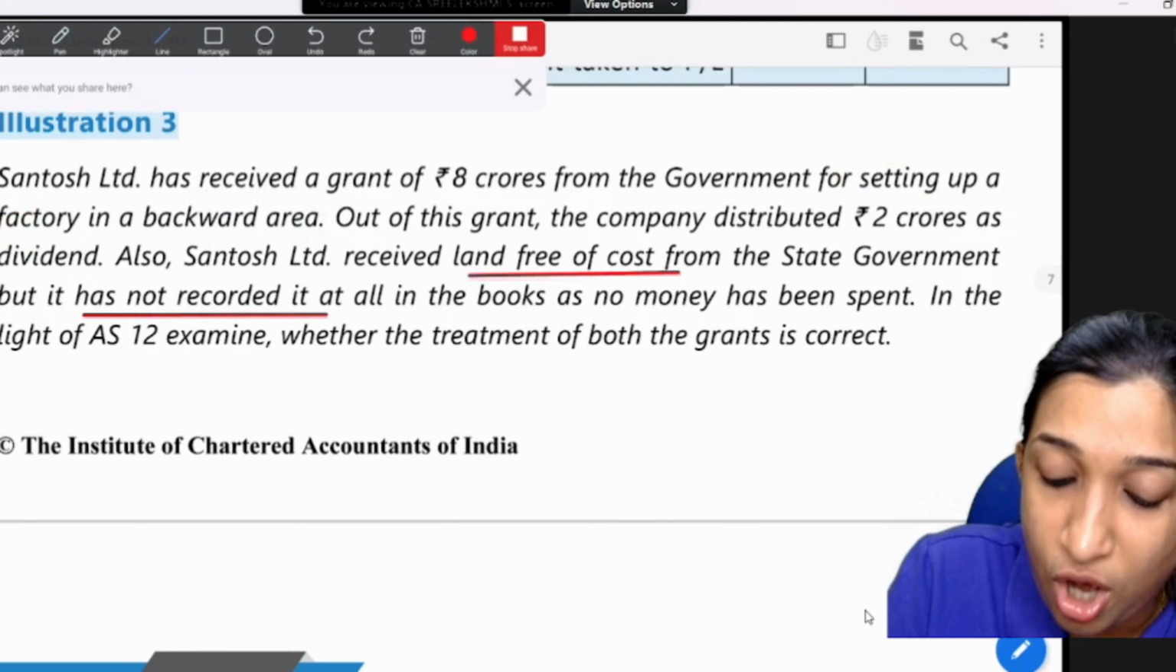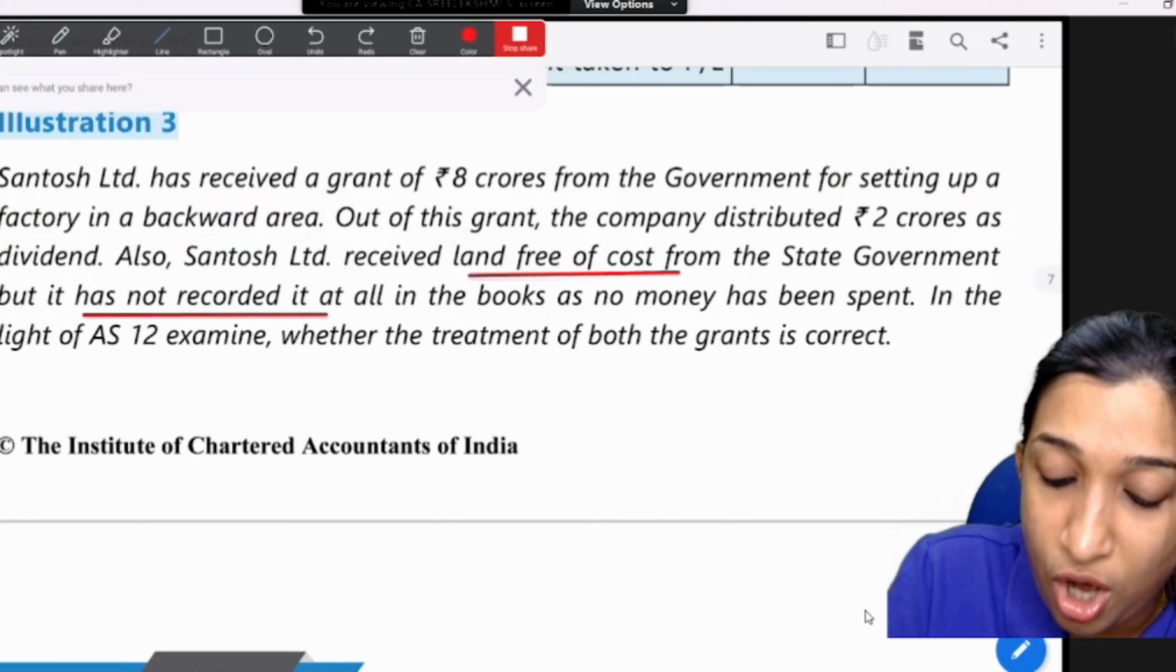So what are these two? Assistance that cannot reasonably have a value is excluded. Government grant does not include grants which cannot be measured in monetary terms. Example, government advice. Sometimes government will be giving some advice which cannot be measured. It cannot be considered as a grant at all. That advice may be very relevant and helpful in the business, but if it cannot be measured in monetary terms, it will not be considered a government grant.